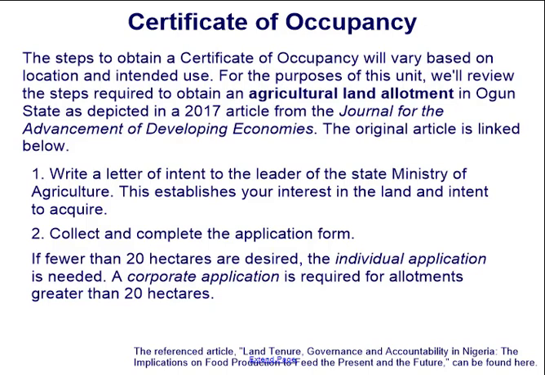1. Write a letter of intent to the leader of the State Ministry of Agriculture. This establishes your interest in the land and intent to acquire. 2. Collect and complete the application form. If fewer than 20 hectares are desired, the individual application is needed. A corporate application is required for allotments greater than 20 hectares.